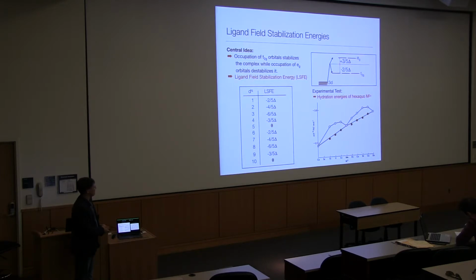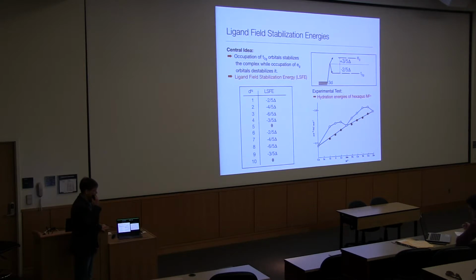Now let's not make life too complicated. Whenever I put an electron into a T2G orbital, I gain a stabilization energy of 2/5 delta, and whenever I put an electron into the EG orbitals, I have to invest a ligand field destabilization energy of 3/5 delta. Now let's look here. That's a beautiful experiment, absolutely beautiful experiment.